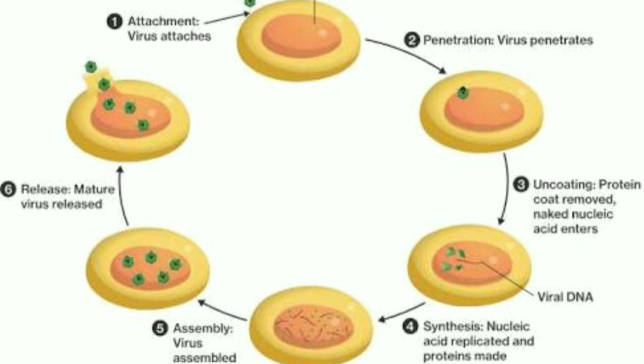This diagram explains the overall viral replication. The first step is the attachment of the virus to a host cell. After the virus gets attached to the host cell, it penetrates inside. After it has penetrated, the uncoating step occurs, that is, the protein coat is removed and the naked nucleic acid enters. Then the synthesis of nucleic acid and proteins occurs.